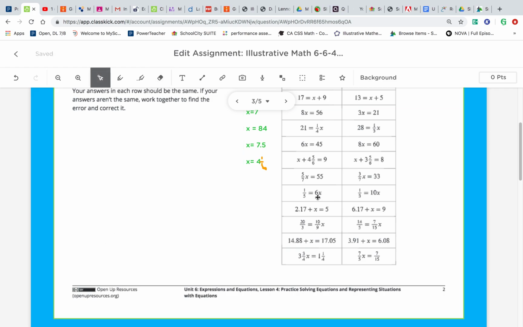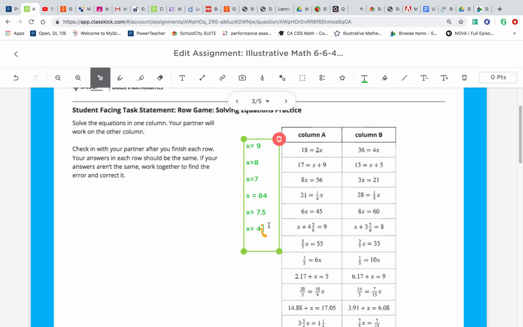Okay, we have 1/5 equals 6x. Let me actually get back into here and add in this value. X equals 77. All right, so 1/5 equals 6x. We're going to need to divide by 6 here. It's going to be 1/5 divided by 6. Then here it's going to be 1/3 equals 10x. It's going to be divided by 10. 1/3 divided by 10. Let me just do this one here.